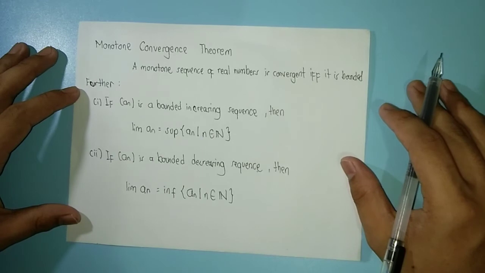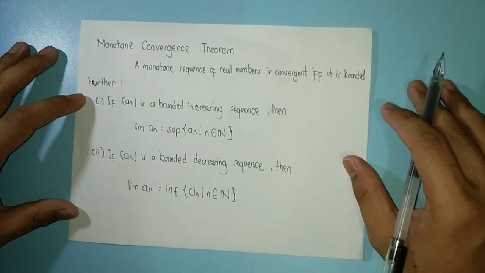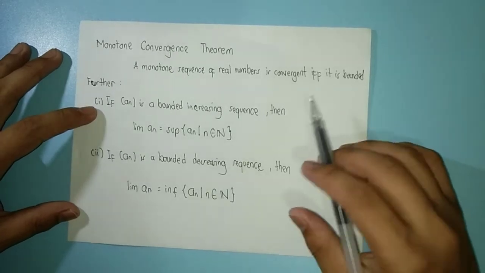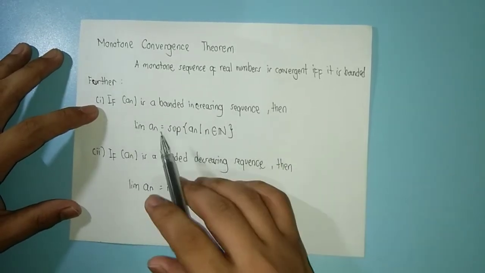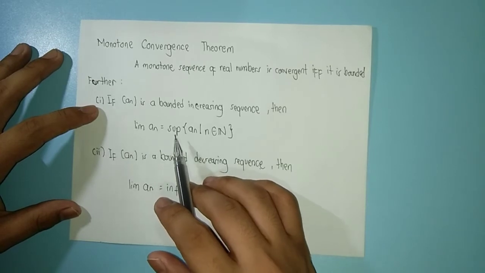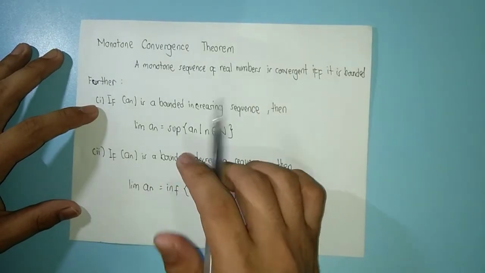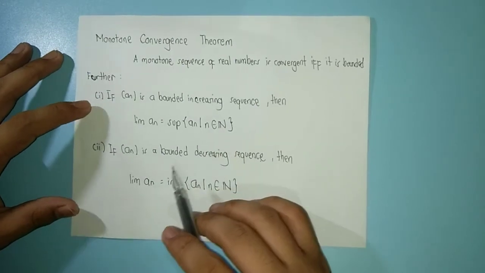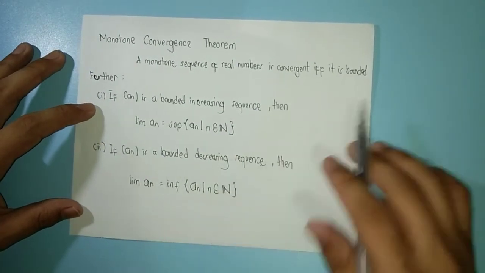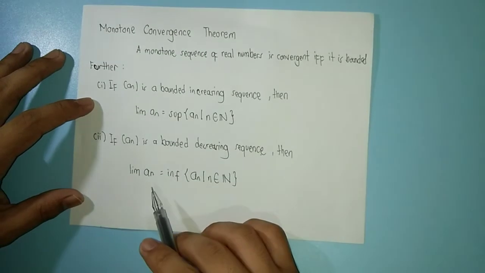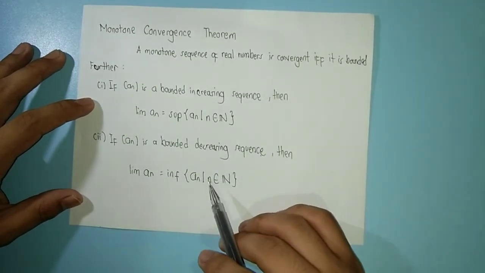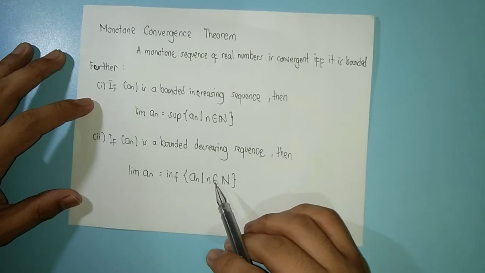Now let's have the monotone convergence theorem. A monotone sequence of real numbers is convergent if and only if it is bounded. Further, if the sequence a sub n is a bounded increasing sequence, then the limit of a sub n is equal to the supremum of the set containing a sub n such that n is an element of the set of natural numbers. And if a sub n is a bounded decreasing sequence, then the limit of a sub n is equal to the infimum of the set containing a sub n such that n is an element of the set of natural numbers.